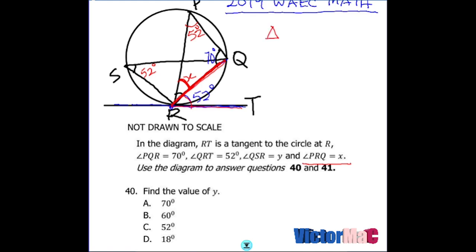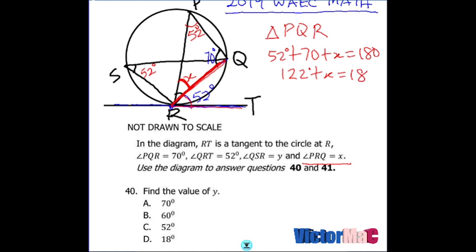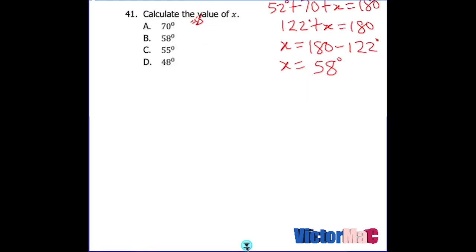Now, from this diagram, we can easily find that in the triangle PQR, the sum of angles in the triangle is 180. So we have 52 plus 70 plus x equals 180. When we sum these two, we have 122 plus x equals 180. When we transfer 122 from the left to the right, it becomes negative. So x equals 180 minus 122, we're going to have 58 degrees. So the angle x here is 58 degrees. And now let's see the correct option. The correct option is option B.